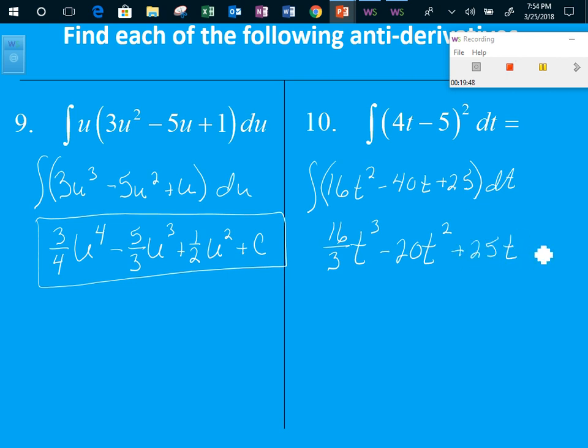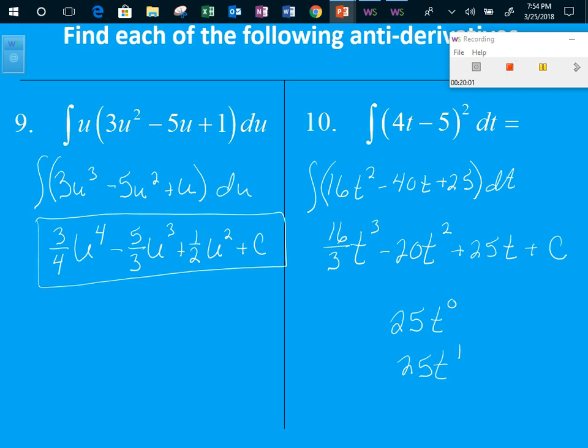25t plus c. Now guys, don't let that 25 confuse you. Technically it's 25t to the 0, because anything to the 0 is 1. Add 1, multiplied by the reciprocal. Or another way to think about it, what's the derivative of 25x? It's 25. So that's how you get to your constant.